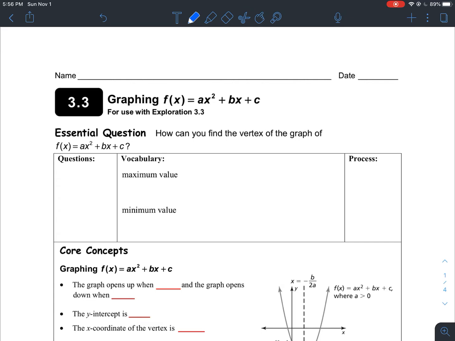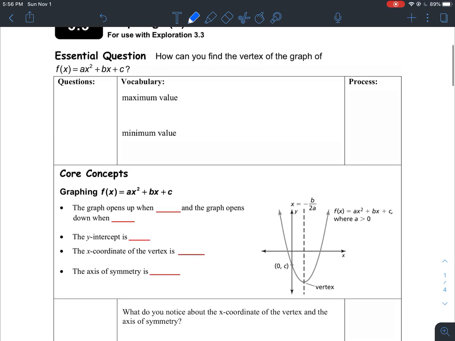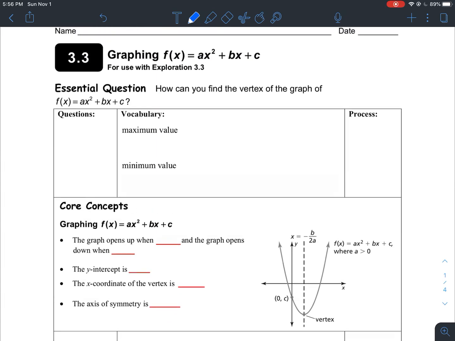Okay. So let's define some vocabulary first. Notice that whenever we have quadratic functions, again, they're U-shaped, so they look like this, or they look like this if they're reflected. If a is positive or greater than 0, it looks like this. If a is negative or less than 0, it looks like this.